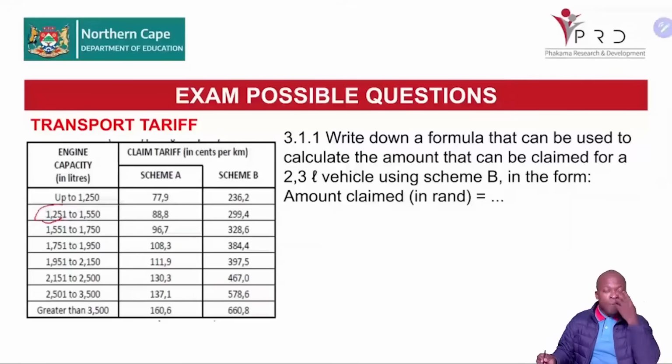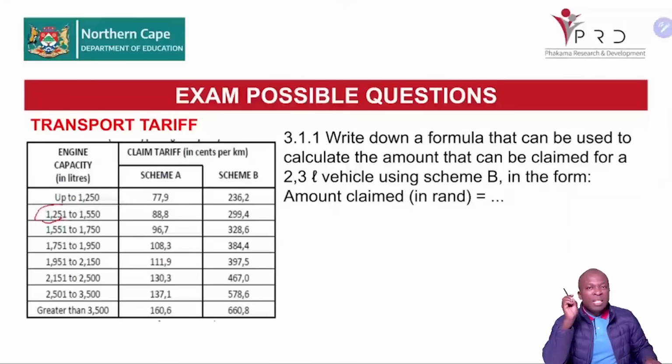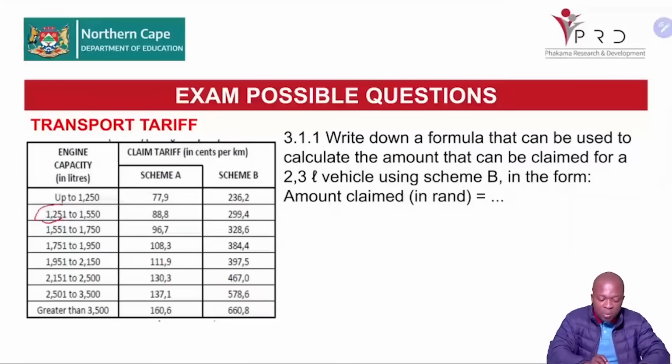When you are looking for transport tariff, the kilometers that you have traveled times the tariff for your engine's capacity. So here, can you see? The examiner has given you here claim tariff in cents. So when you see 236.2, that is 236.2 cents, not rand. So let's look at the first question. Write down a formula that can be used to calculate the amount that can be claimed for a 2.3 liter vehicle using scheme B. So we must focus here.